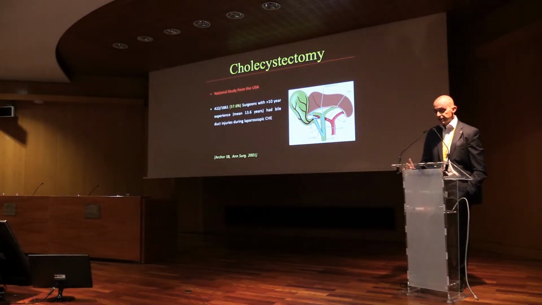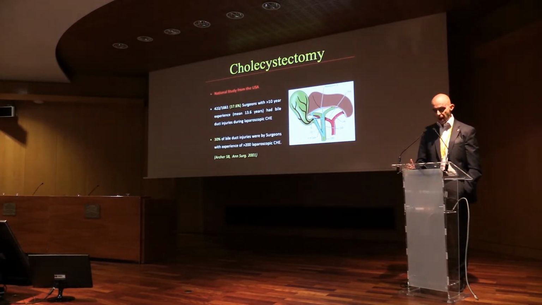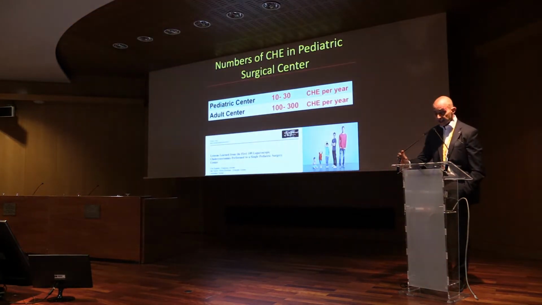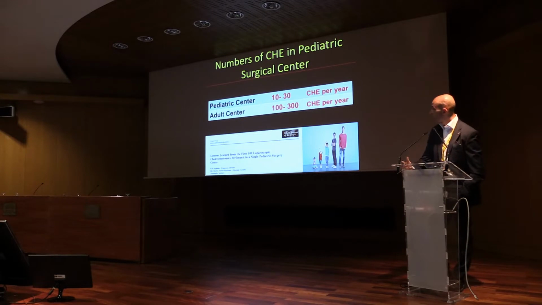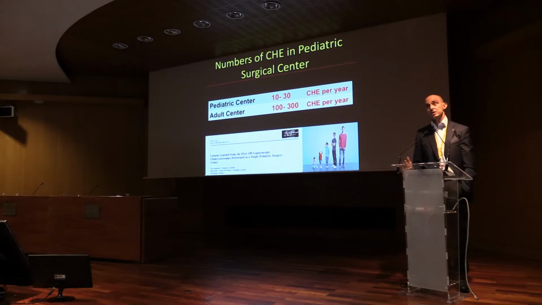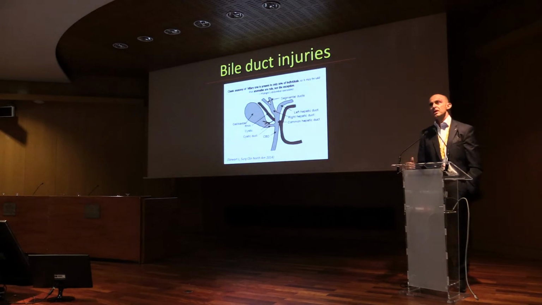Cholecystectomy, I think, is the main indication. Why? Because if you analyze the literature, there are still a lot of complications reported in cholecystectomy. Above all in pediatric surgery, compared to adult experience, we operate at least 30 cholecystectomies per year compared to 300 in adults. For this reason, having a clear view of the biliary anatomy is extremely important in pediatric surgery.